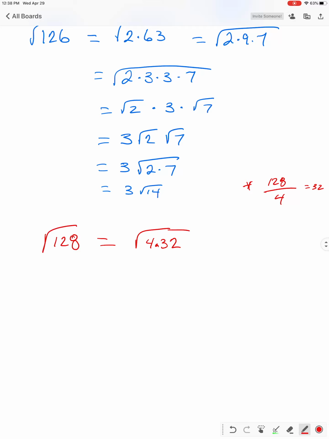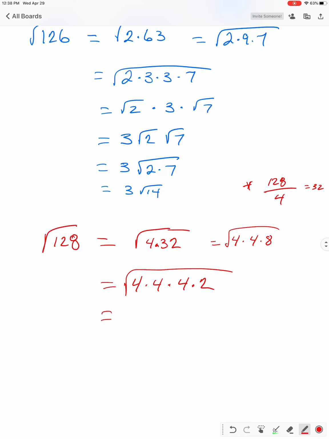Now, can I break up 32 again? So 32 divided by 4 is equal to 8. So 4 times 4 times 8 underneath the square root. So I have 4, that's this 4, and then 32 is the same as 4 times 8. And then I can break it up one more time. I have 4 times 4 times 4 times 2. So this is 4 times 4 times 4 times 2 makes 8. And all of that is underneath the square root.